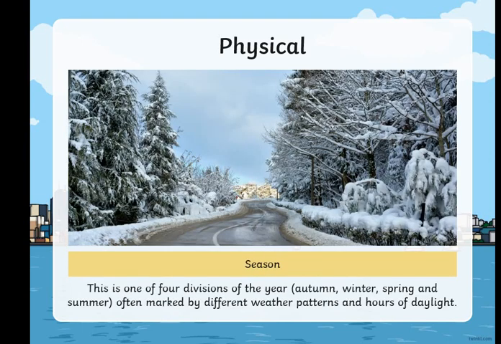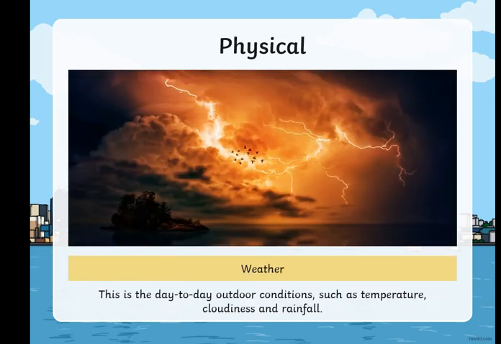Season. This is one of four divisions of the year: autumn, winter, spring and summer, often marked by different weather patterns and hours of daylight. Weather! This is the daily outdoor conditions, such as temperature, cloudiness, and rainfall.